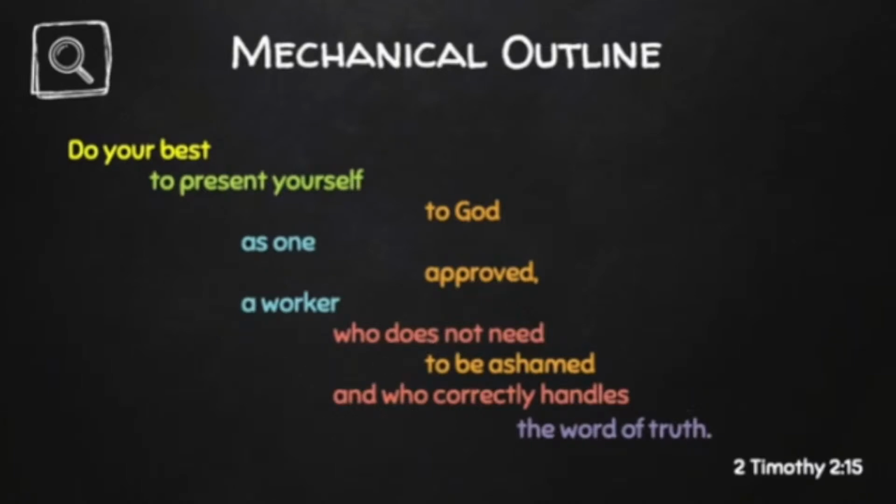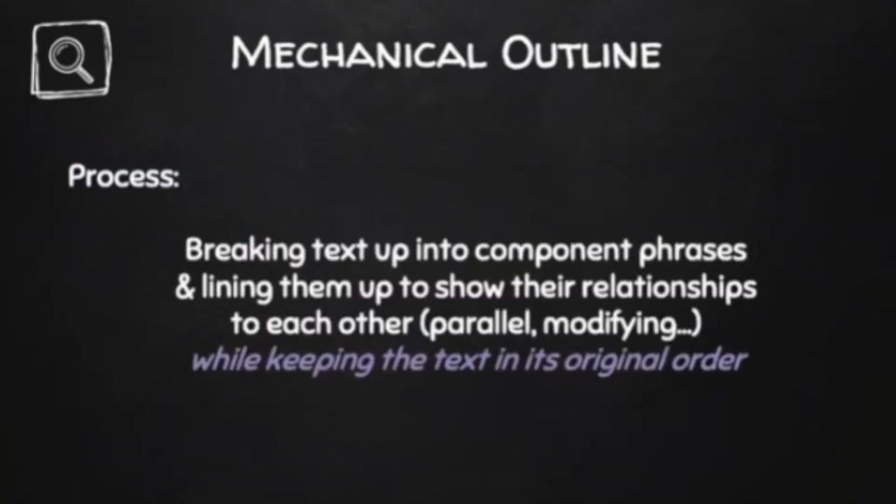So now you can kind of line that up and see something of the structure. You can see that what you're doing your best to do is to present yourself as one who's approved, as a worker, and that worker is somebody who does not need to be ashamed, who correctly handles the word of truth. And also, who are you presenting yourself to in this way? It's to God. So it just helps you see some of the connections in the passage.